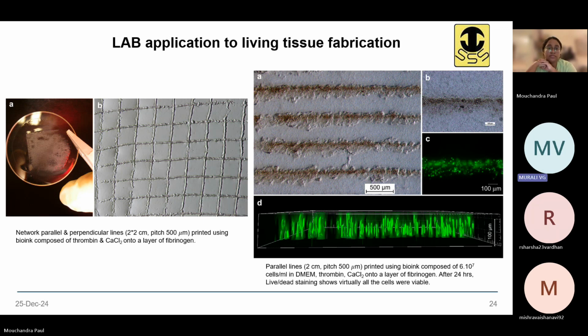Ma'am, what is the edge of this technique over the other two, ma'am? So here you're getting very good resolution. Also, you avoid the issues of clogging because you're not using any needle or nozzle here. That's it, ma'am.